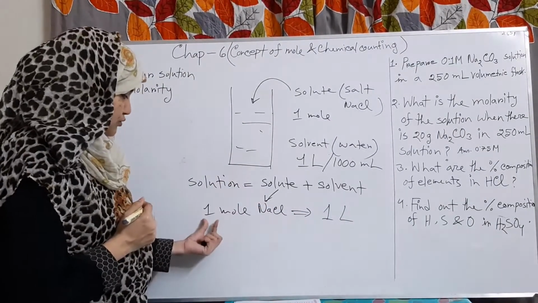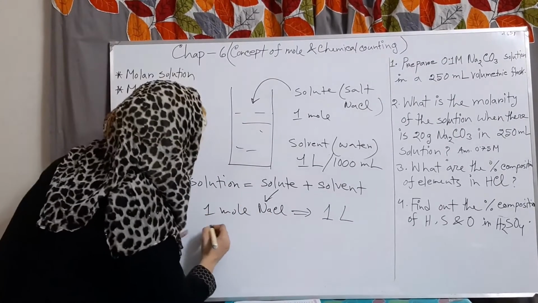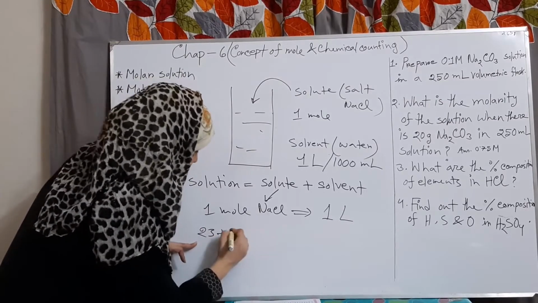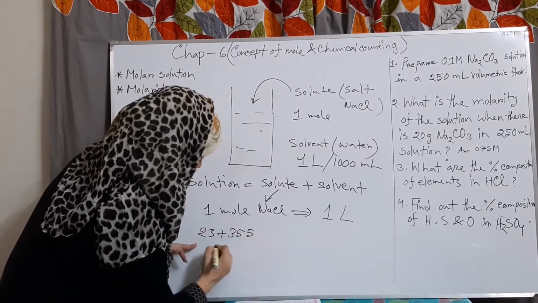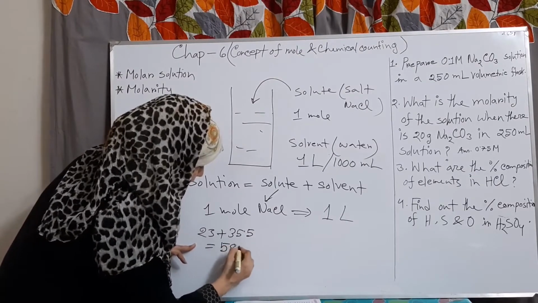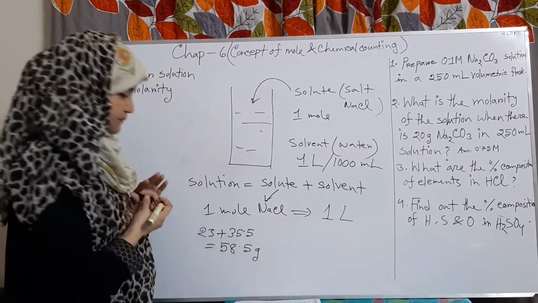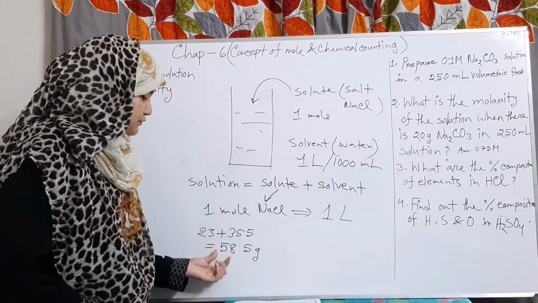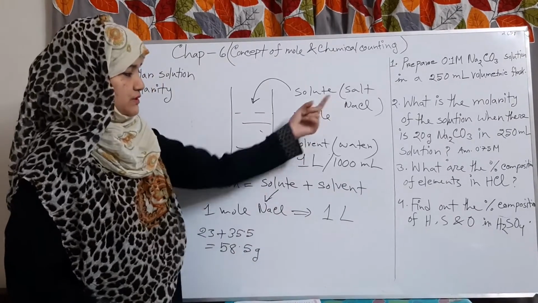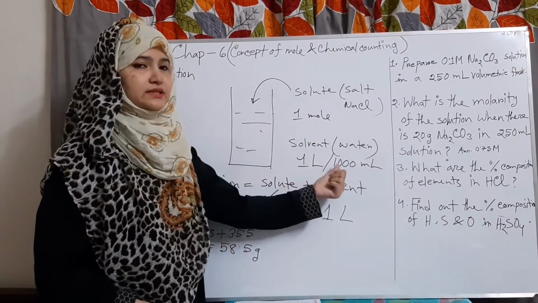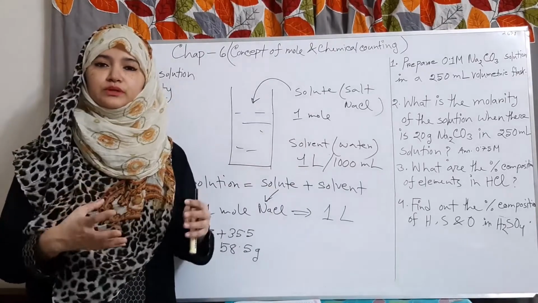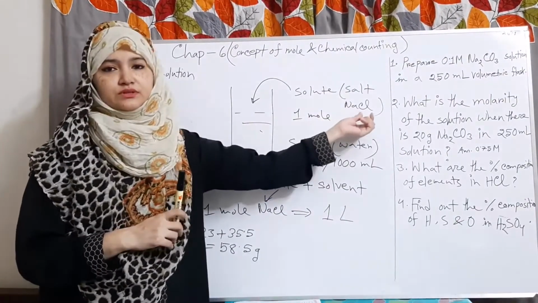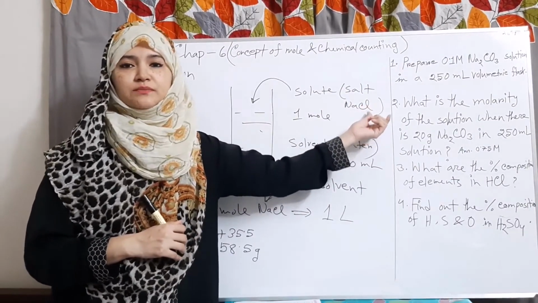And we know 1 mole sodium chloride means: the atomic mass of sodium is 23 and chlorine is 35.5. That means we get 58.5 gram. 1 mole means 58.5 gram sodium chloride. So now if we take 58.5 gram sodium chloride and make the solution 1 liter, then the solution will be considered as 1 molar solution of sodium chloride.